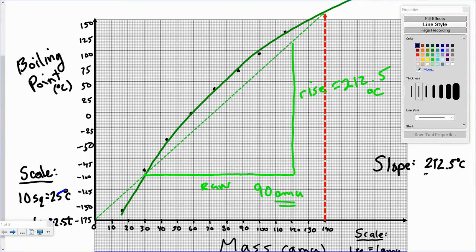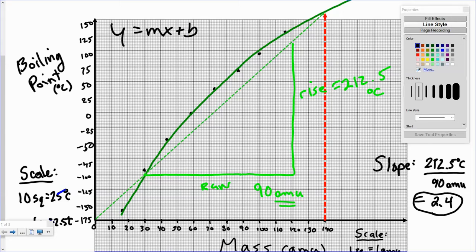(212.5 degrees C), I run 90 AMU. All right, so let's set this up. So if y is equal to mx plus b, that would mean that y is equal to 2.4x plus our y-intercept, which is, in this case, negative 175 degrees C.